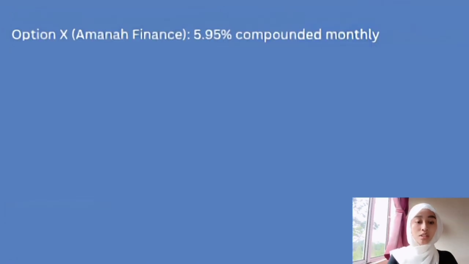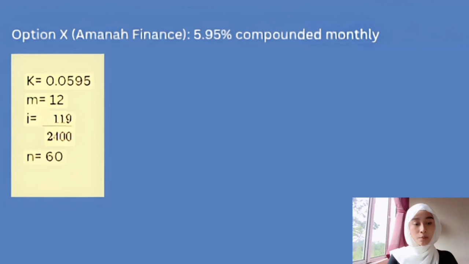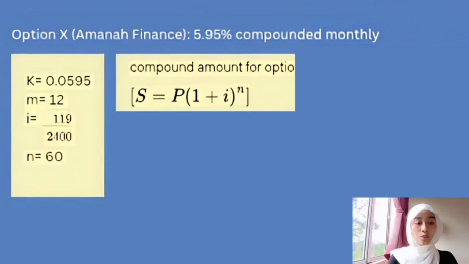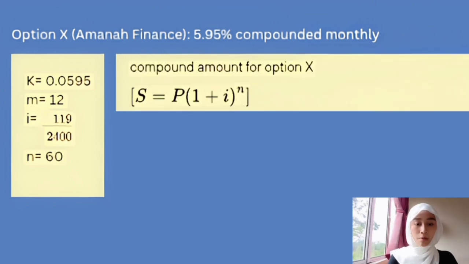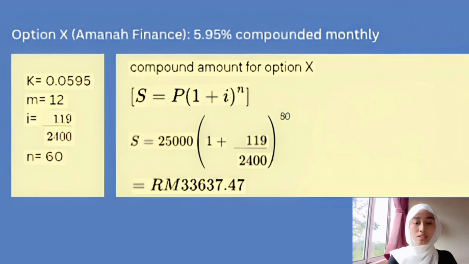So first, we take all the information given for X. K is 5.95%, which is 0.0595, M is 12, I is 19 over 2400, and N is 60. We will use S equals P(1 + I)^N and substitute it accordingly. We will get 33,637 ringgit and 47 cents.